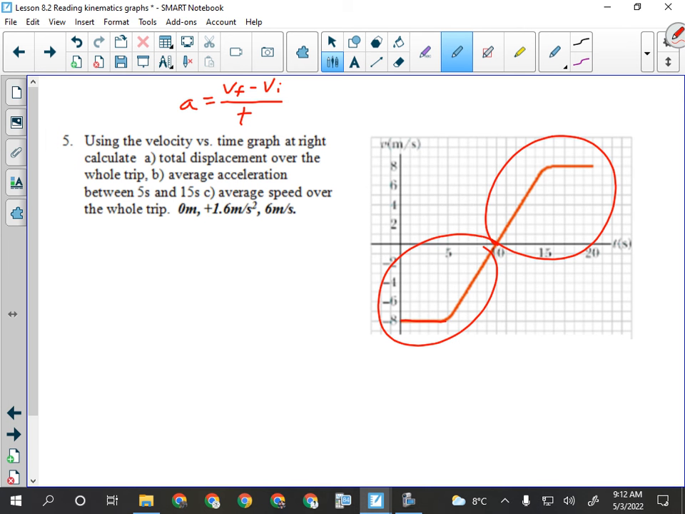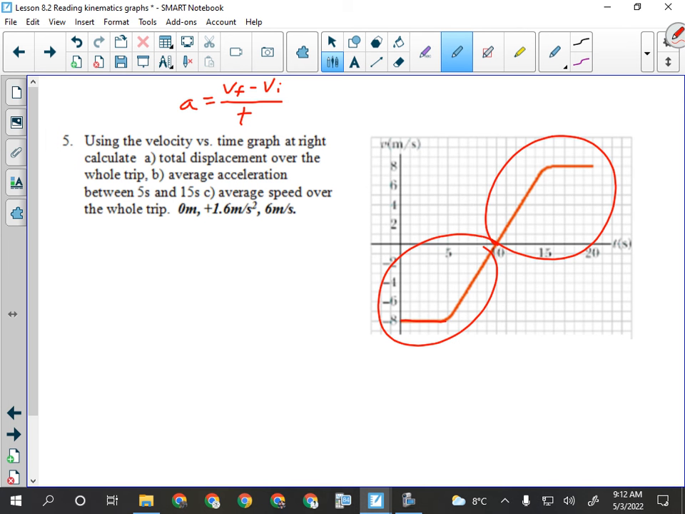So that didn't require me to do any math. I just looked at the graph and went, okay, what's going on here? These two parts of the graph are identical, but one's positive and one's negative. That means they cancel each other out. That's all I had to do. Without doing any math, without doing any shapes, I was able to come up with that answer.